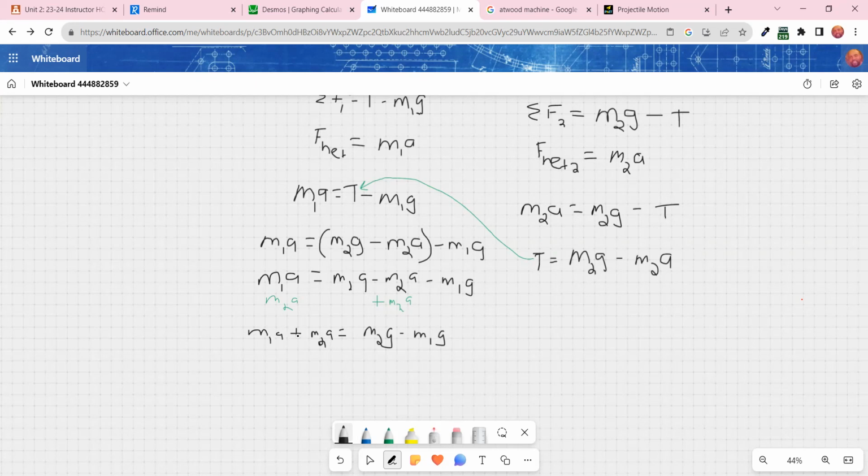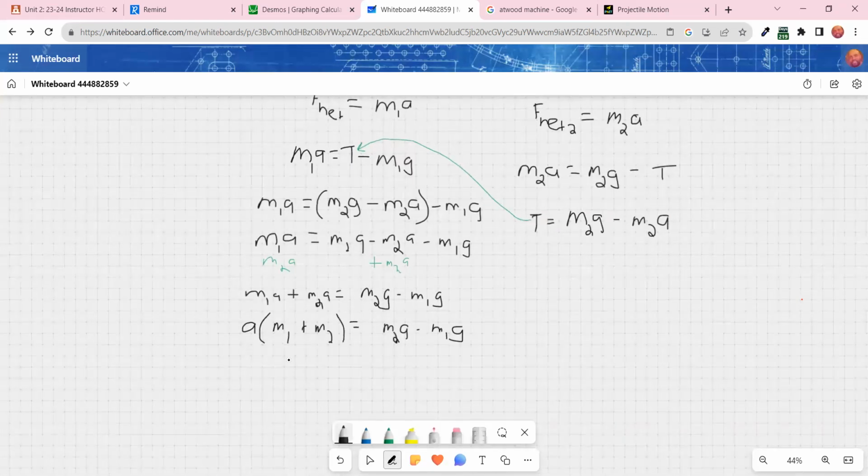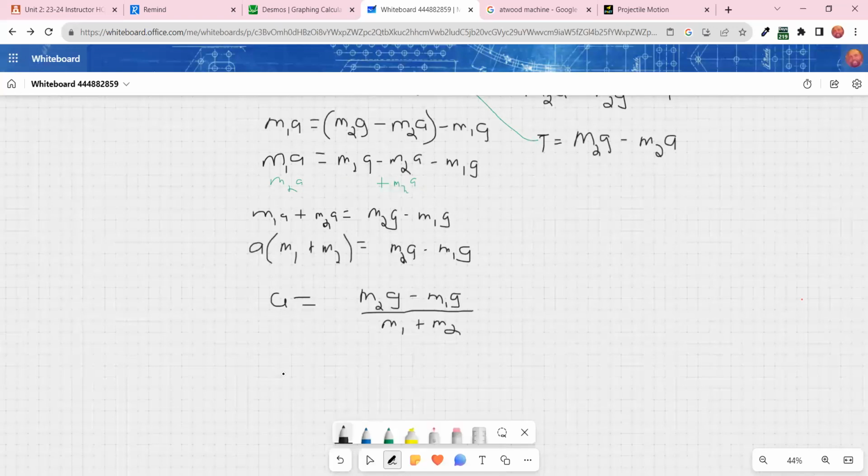I have m1a plus m2a. I'm trying to get a by itself. What do I do? I factor out the a. I have a, parentheses, m1 plus m2, is equal to m2g minus m1g. I still want to get a by itself. a is being multiplied by this sum right here. That means that a is equal to m2g minus m1g all over m1 plus m2, to make it 100% complete.